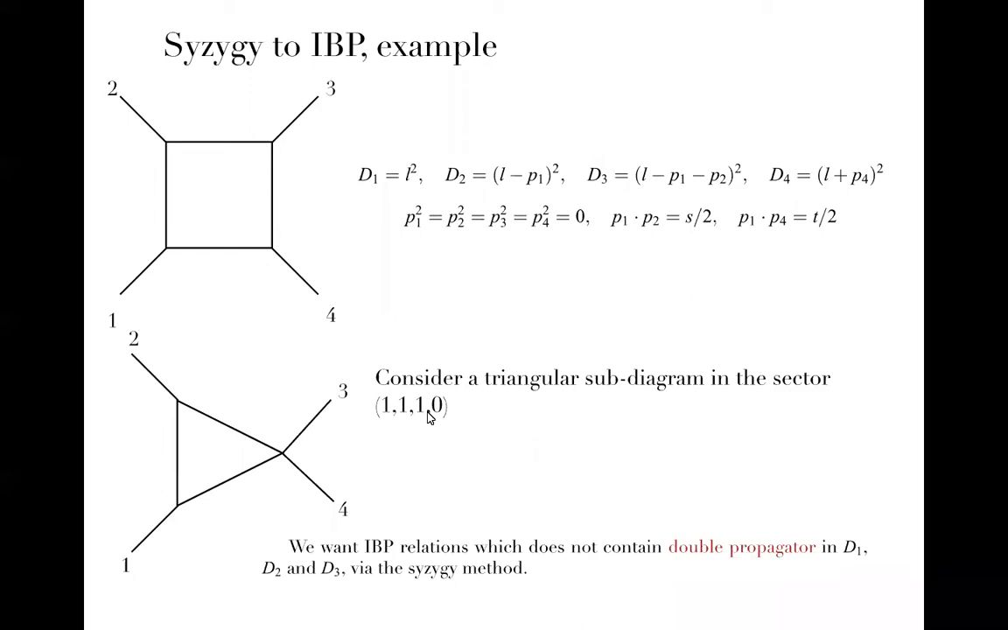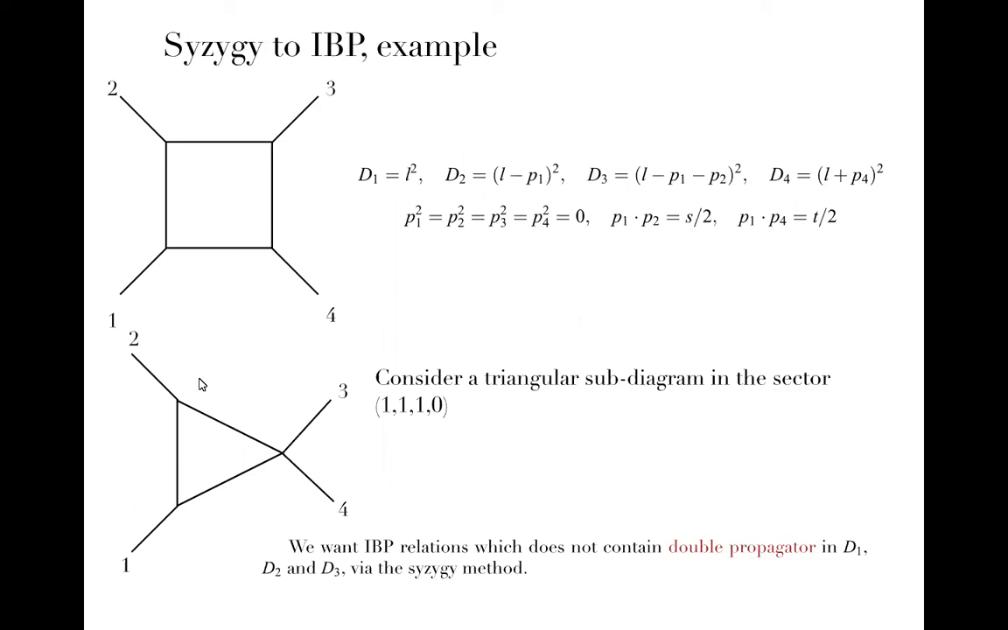So it's a triangle. Now, of course, if you use the Laporta algorithm from this sector, then you get a double propagator here, here, or here. Then you get some kind of double propagator integrals. That's not very good. Of course, you can do Laporta Gaussian elimination to get rid of it. But suppose that my input is just this integral without double propagator. Just let me know how I can reduce it.